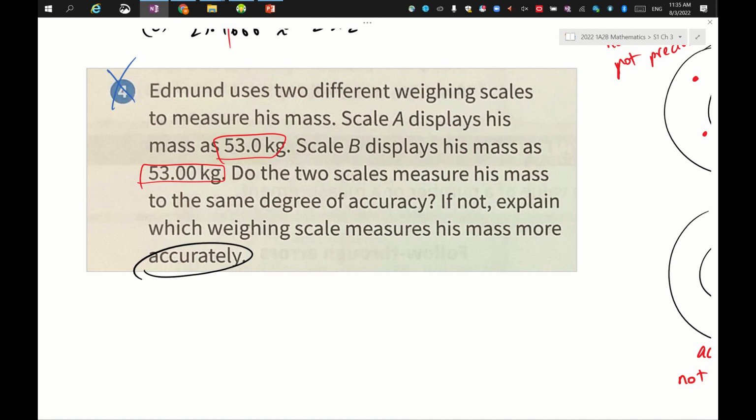Do the 2 scales measure his mass to the same degree of? This word is wrong. It should be precision. Because whether it's accurate or not depends on the quality of that machine. But when we talk about precision, we are talking about how fine the details can be, how close to the actual value you can get.